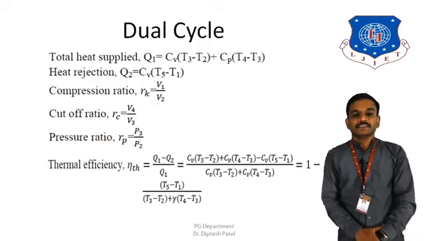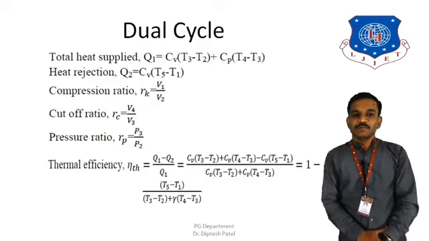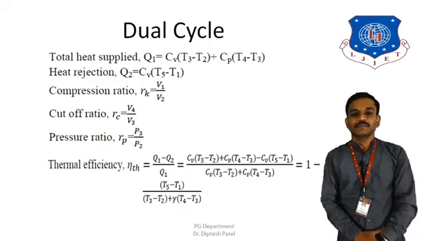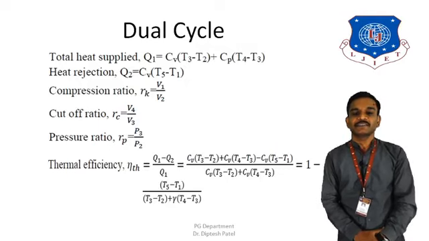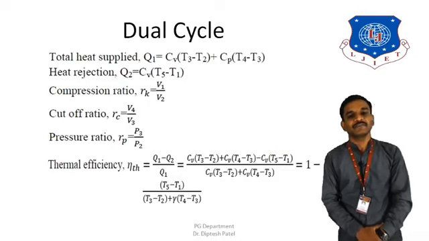Now if I have to calculate the thermal efficiency, I would say output divided by input. Here we have the output in 2 different forms: heat supplied minus heat rejected. So Q1 minus Q2, divided by the heat supplied Q1. I'd say Cv (T3 minus T2) plus Cp (T4 minus T3) minus Cv (T5 minus T1), divided by Cv (T3 minus T2) plus Cp (T4 minus T3), and that can also be written as 1 minus (T5 minus T1) divided by (T3 minus T2) plus gamma (T4 minus T3). So that is the thermal efficiency of the dual cycle.